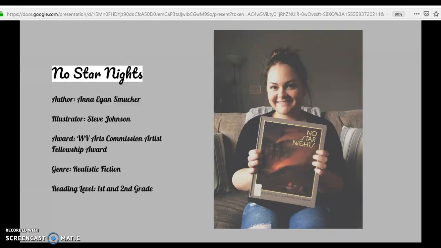Today, I'm going to tell you about one of my favorite books that I have read this semester, and it is called No Star Nights. No Star Nights is about the steel mills in Weirton, West Virginia, and it features Anna as a child and her family and what it was like growing up in that time.